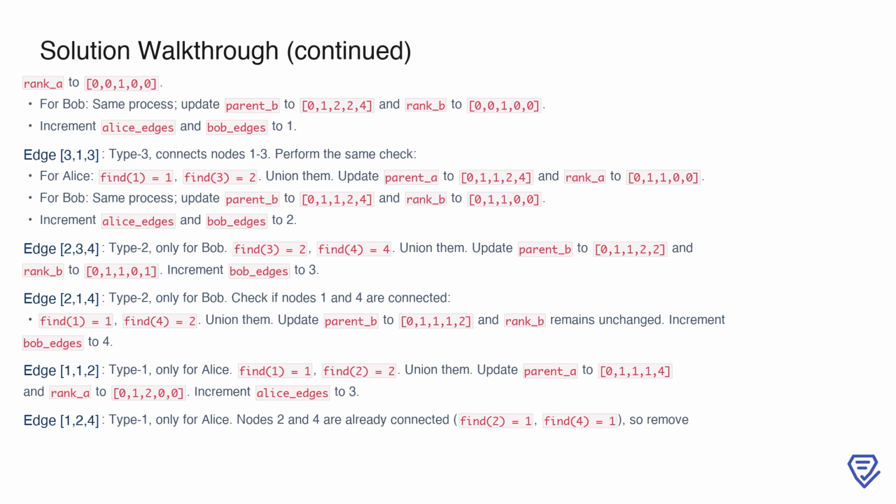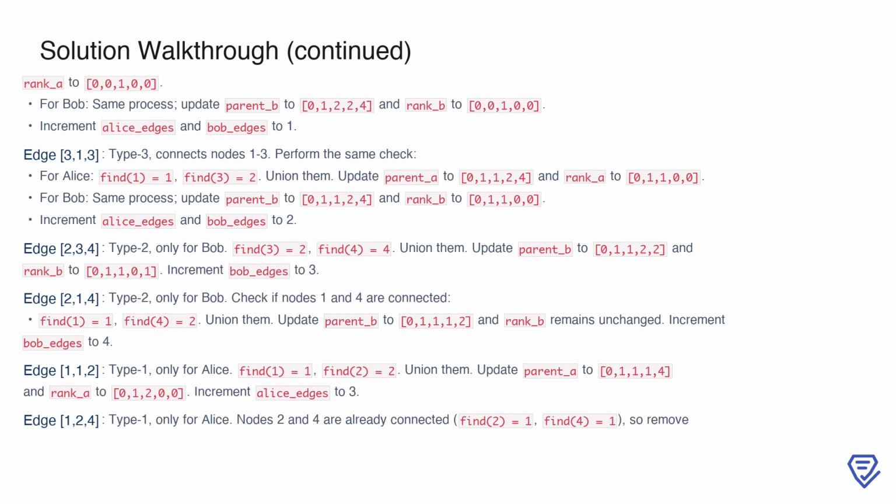Next, we process the second edge, 3, 1, 3, which is also a type 3 edge connecting nodes 1 and 3. Using the find function, we determine that these nodes are not yet connected in either graph, so we perform a union operation. For Alice, the parent array becomes 0, 1, 1, 2, 4, and the rank array updates to 0, 1, 1, 0, 0. Similarly, for Bob, the parent array becomes 0, 1, 1, 2, 4, and the rank array mirrors Alice's. Both Alice and Bob now have two edges in their respective graphs.